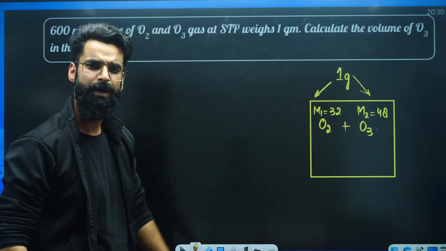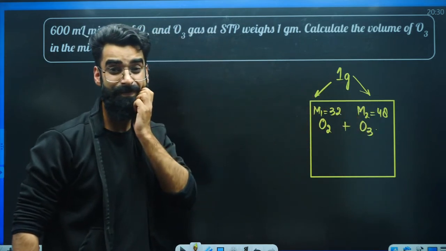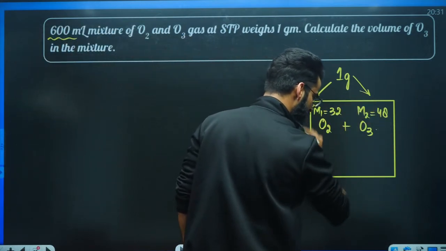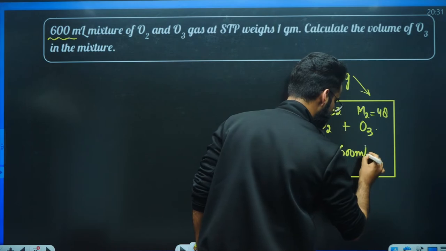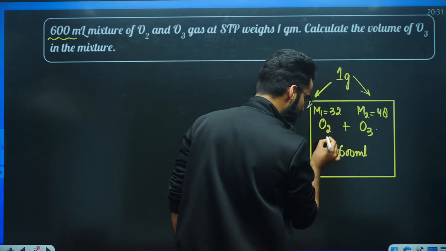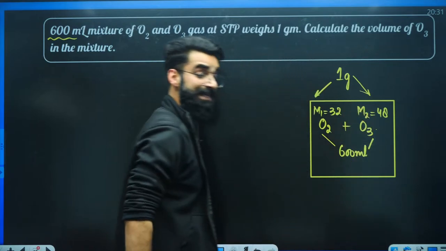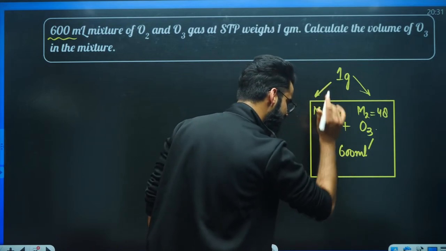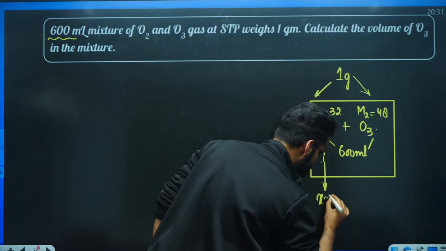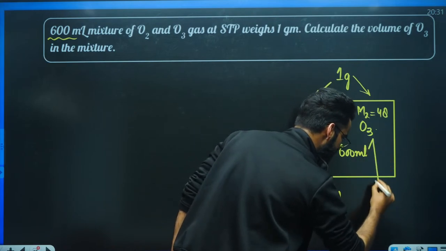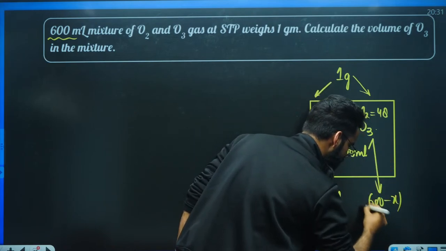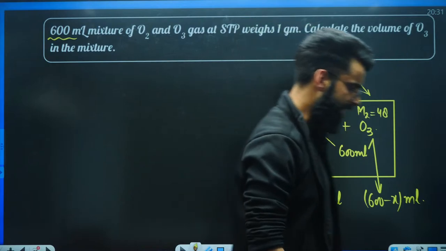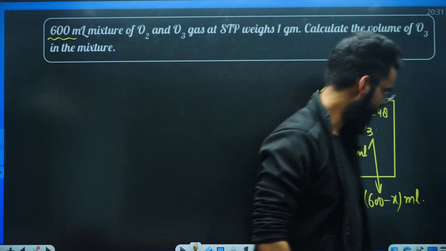If I ask you what is the volume of the whole gaseous mixture, it is given to us as 600 ml. Is 600 ml only the volume of O2? No. Volume of O2 plus volume of O3 is equal to 600. Let me first assume that out of 600 ml, there are some X ml of O2 in the container. That means the remaining will be 600 minus X, which is the volume of ozone in the container. As simple as that.